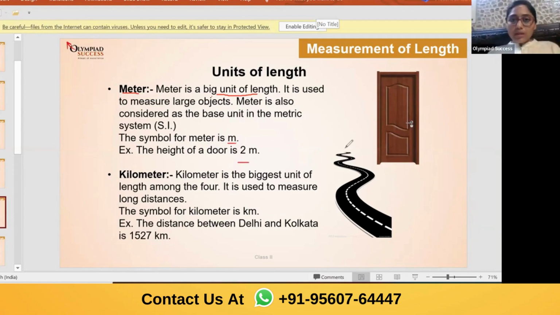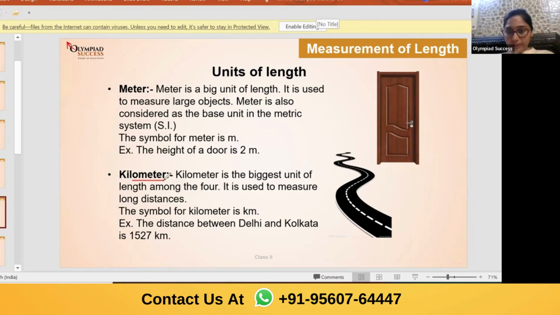Thank you, Govind. So meter we use to measure big things, large objects. For example, our door. The door is 2 meter. After this class, you have homework. You have to measure your doors and tell me in the next class how many meters long they are. You all have those inch tapes, right? To measure the meter. Yes, ma'am. I have a very long one. Okay, great. With the help of your parents, you can measure your door and tell me in the next class.